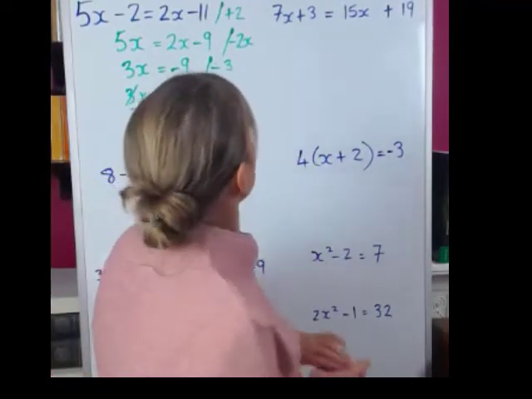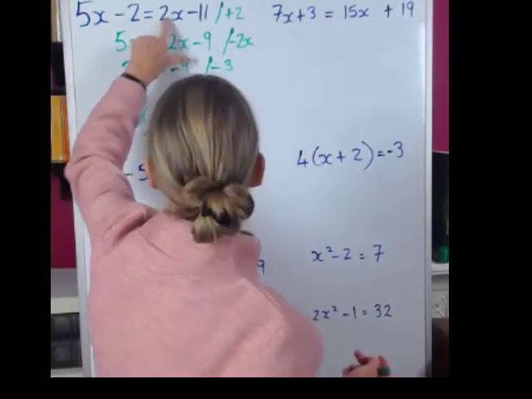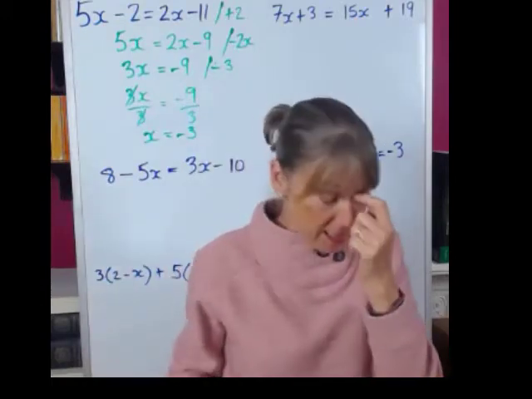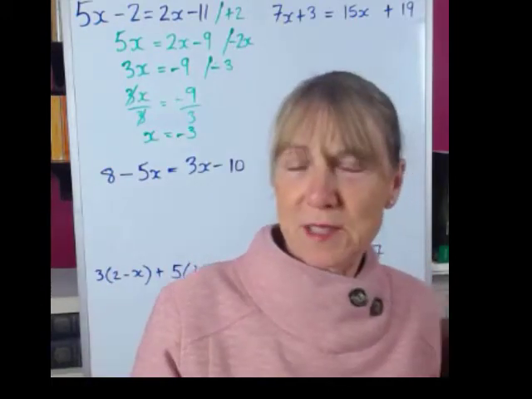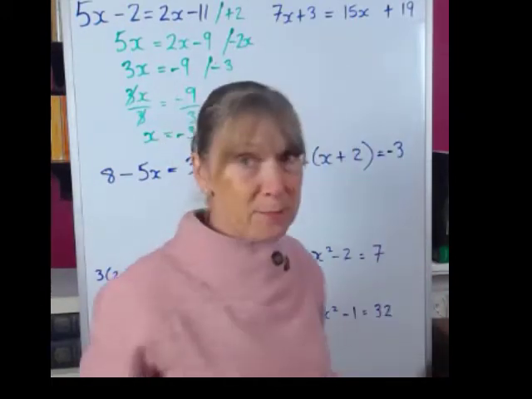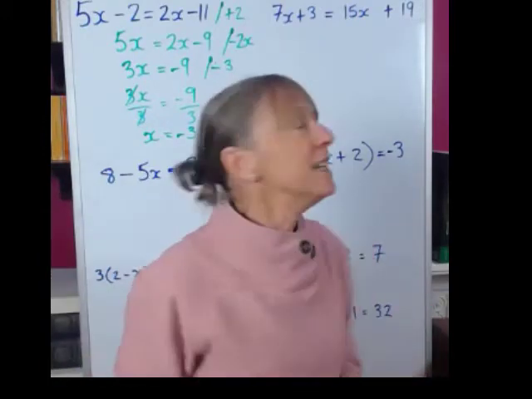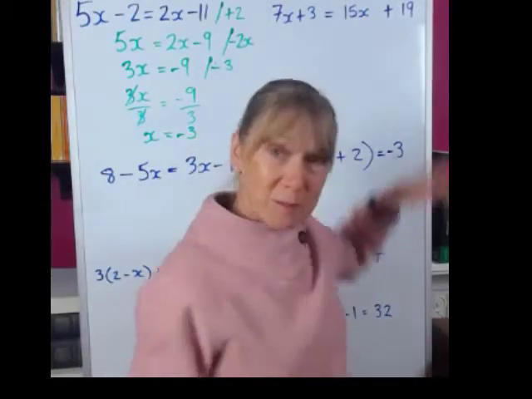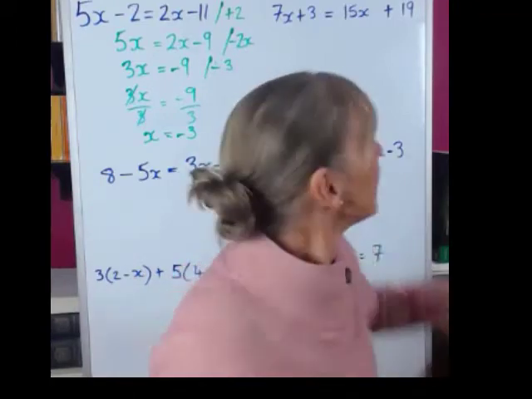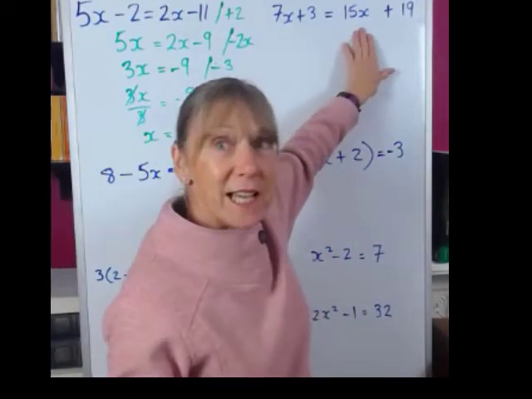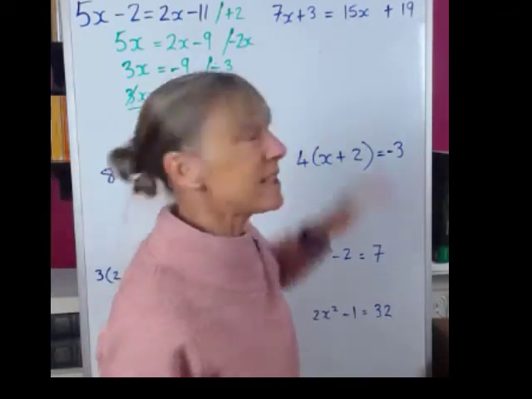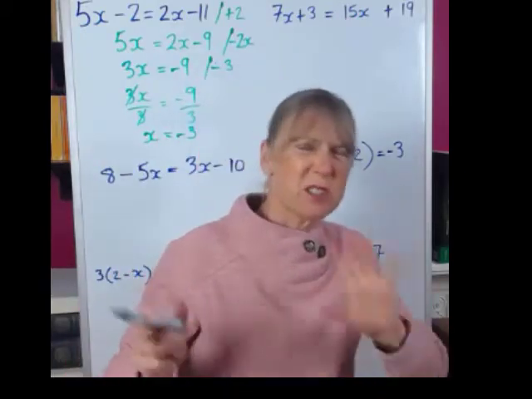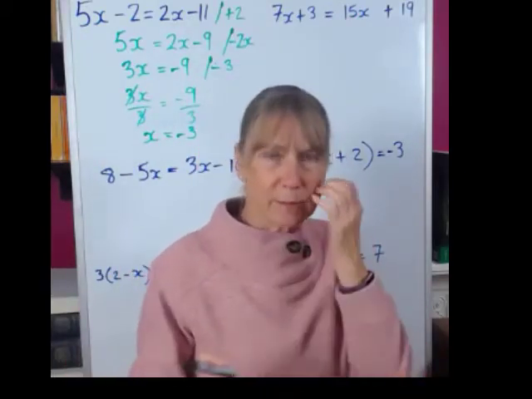Right, so here we took the 2x to the 5x. Why did we do that? That's because there was more x's on the left side. But here, look, there's more x's on the right side. So that's where we want to congregate our x's. Because if we take 15x over to the other side, we're going to end up with a negative number of x's. And we just don't want to do that. Let's keep it nice and simple.